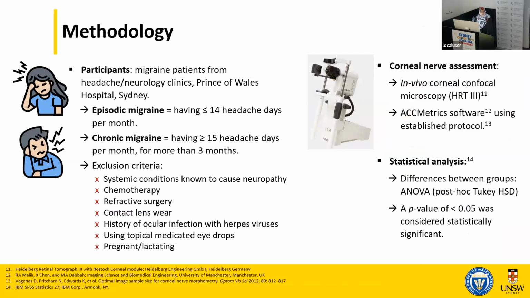We recruited migraine patients from Prince of Wales Hospital, and we categorized the patients as having episodic migraine or chronic migraine based on the number of headache days that they had in a month. We excluded those with systemic conditions that are known to cause neuropathy, such as diabetes, multiple sclerosis, fibromyalgia, and B12 deficiencies. We also excluded several other criteria, such as listed here. For the corneal nerve assessment, we conducted in vivo confocal microscopy, and the nerve morphology was evaluated using automated software, which is the ACCMetrics software, using the established protocol. For the statistical analysis, we conducted ANOVA to identify the differences between groups.